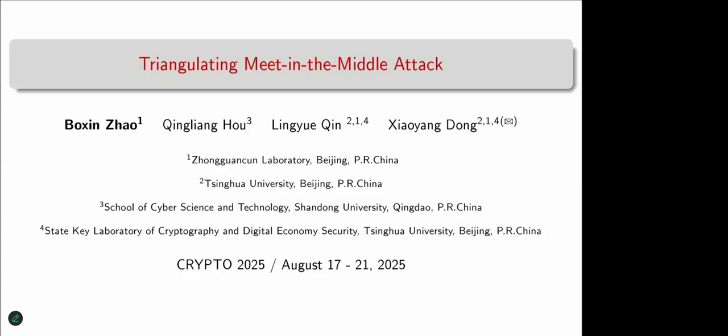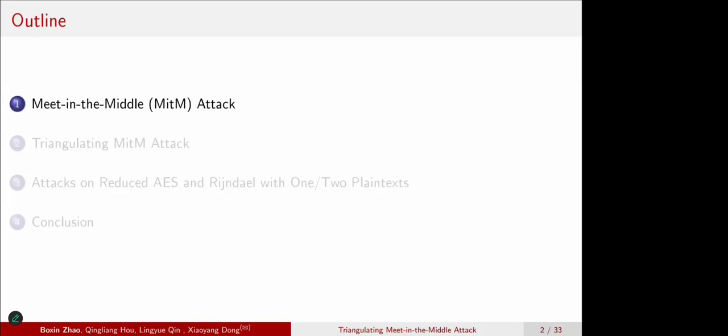I will present our work titled Triangulating Meet-in-the-Middle Attack. I'm the author Boxin Zhao, and the other authors are Qingliang Hou, Lingyue Qin, and Xiaoyang Dong. Our research focuses on efficiently solving nonlinear constrained neutral words in meet-in-the-middle attacks. The presentation will be structured around 4 core parts.